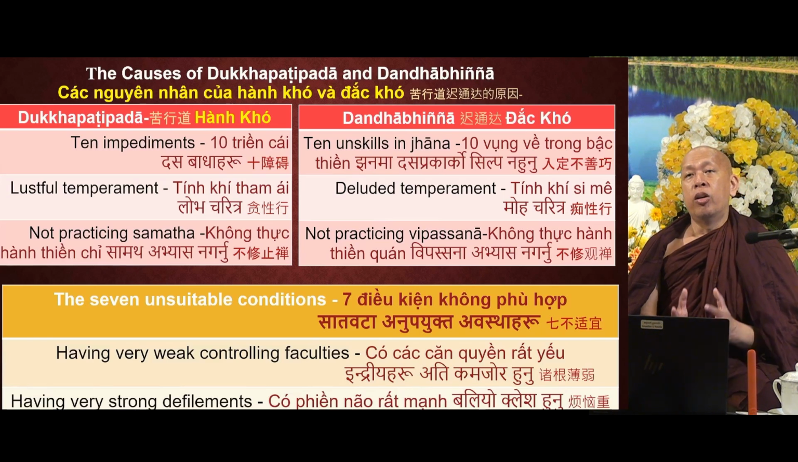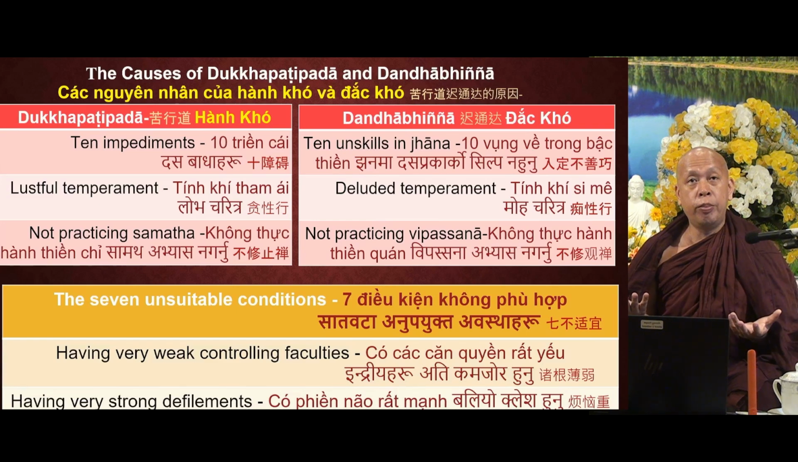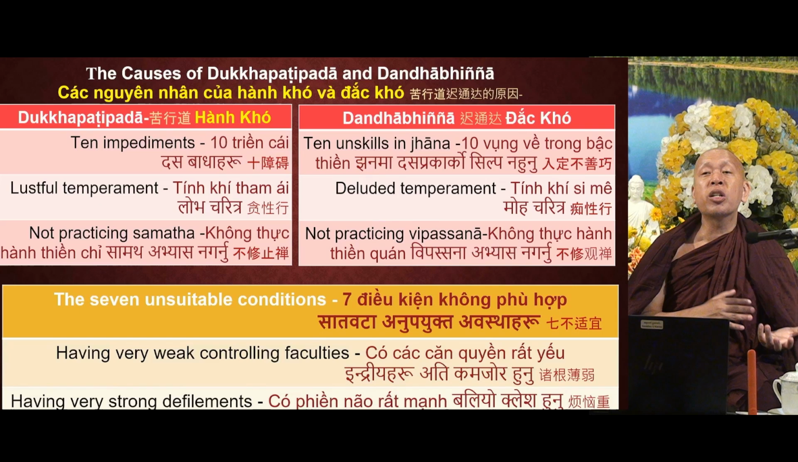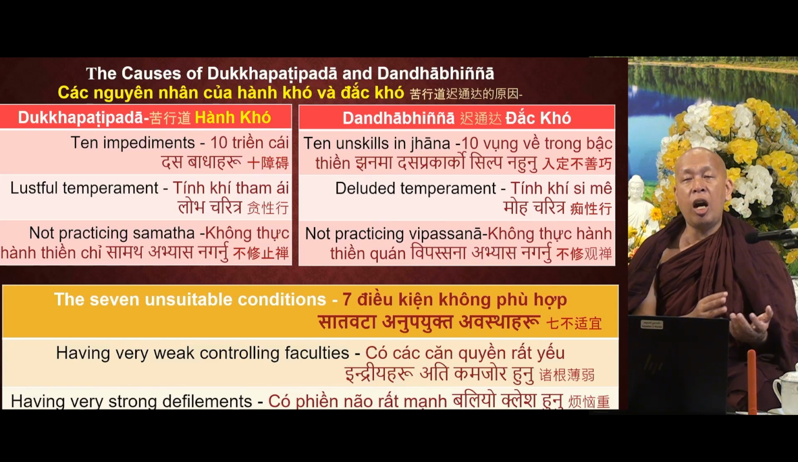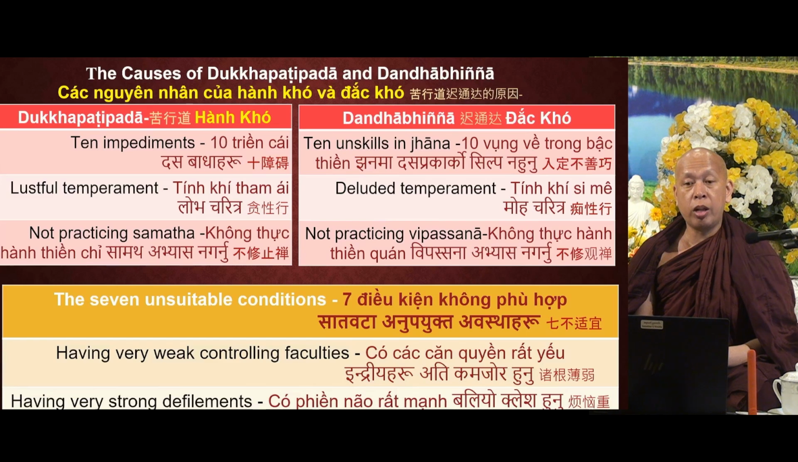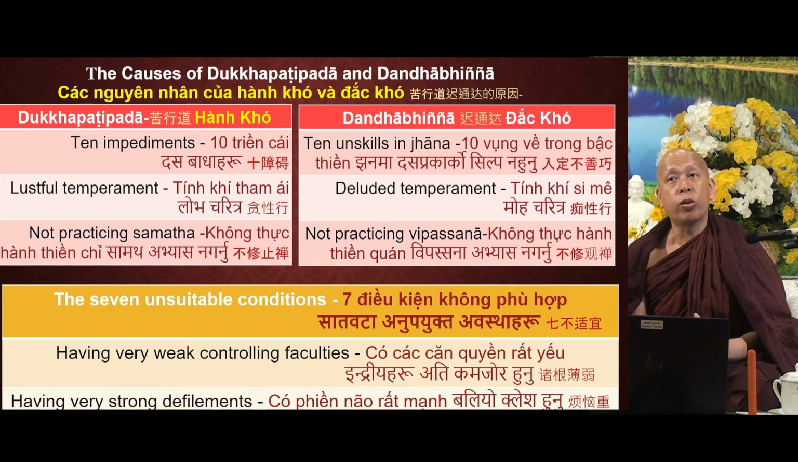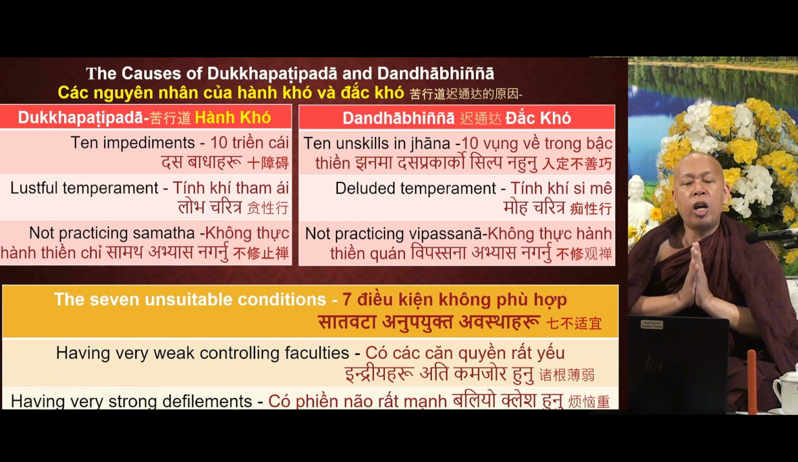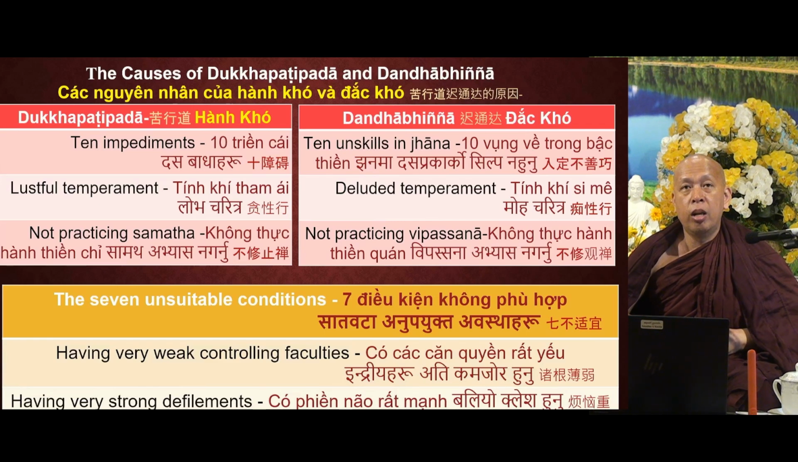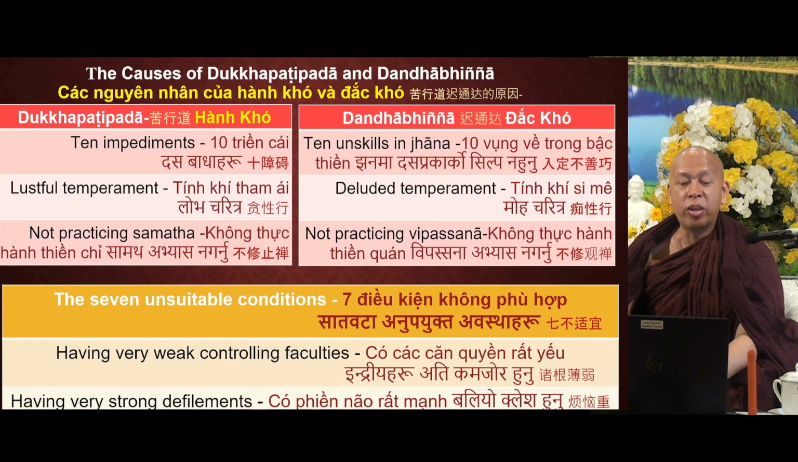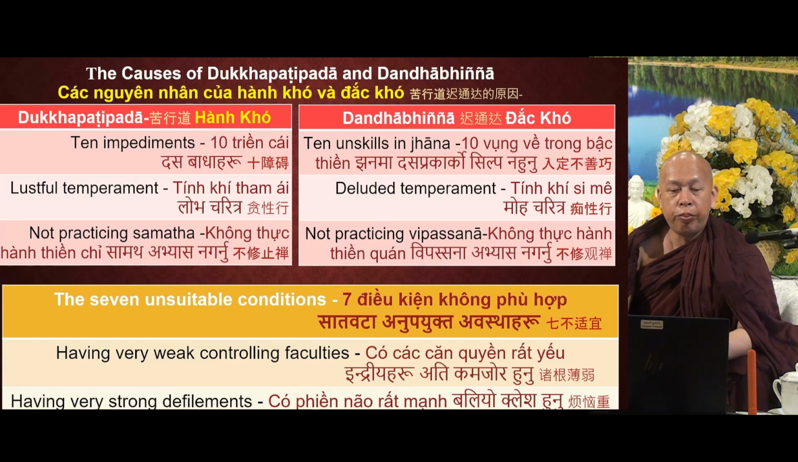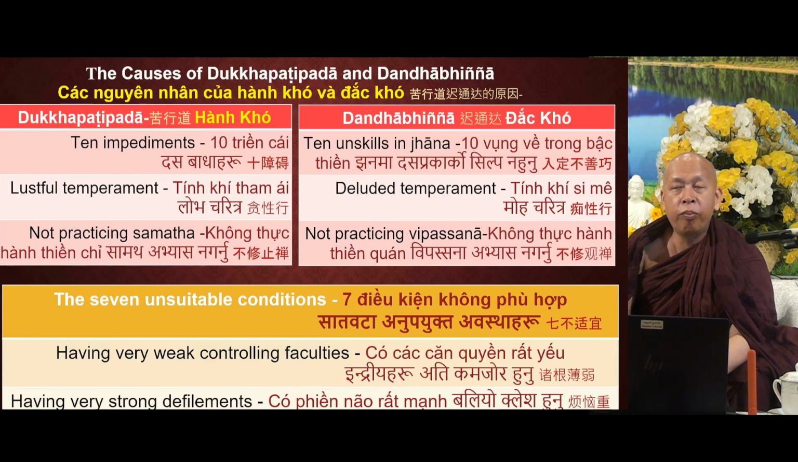Okay, if we summarize, defilements means they make our mind impure. They can also hinder our improvement, especially our spiritual improvement, spiritual development. This is called defilements. When the defilements become very strong and powerful, we cannot practice smoothly, and then we cannot attain easily either. So these are the causes of dukkha patipada dandhabhinna. Then I have to elaborate a few more things about these causes. Under the name of dukkha patipada, they also mention ten impediments.